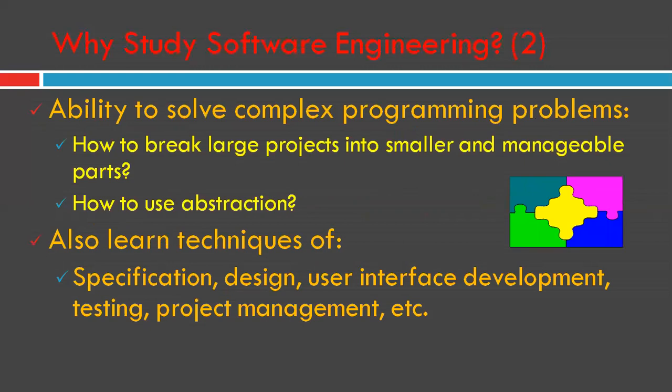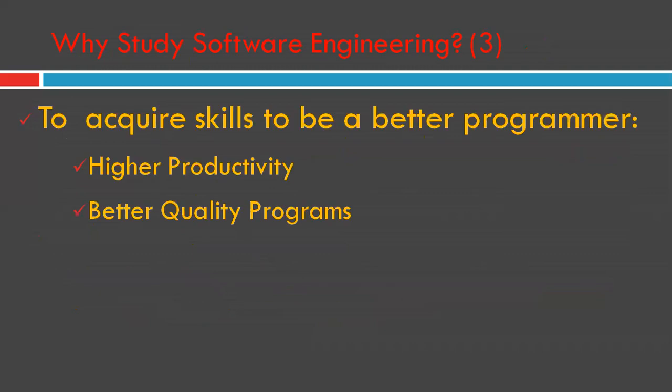Okay. So here, another reason for studying software engineering is the ability to solve complex programming problems. We know how to break large projects into smaller and manageable parts and how to use abstraction. Also here we learn the techniques of specification, designing, user interface development, testing, project management, etc. Now, let us see the third reason to study software engineering: to acquire skills to be a better programmer, to increase productivity, and for better quality programs.